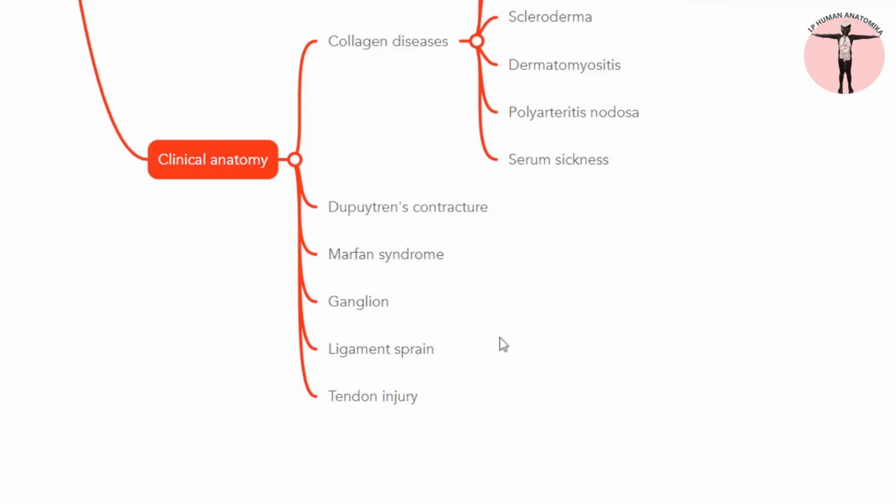In the next session, we will be discussing about the cartilage, which is a special type of connective tissue. See you there.